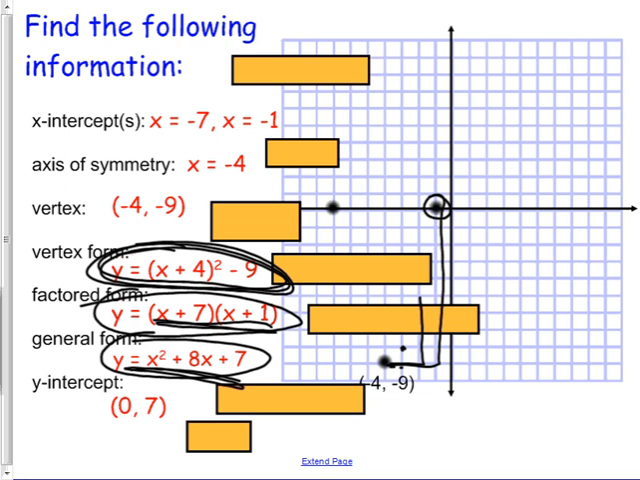Factored form. What is factored form? Really the only good thing factored form does is it tells you -7 and -1. And what are those? The zeros, the roots, the x-intercepts. Those are all pretty handy to know.